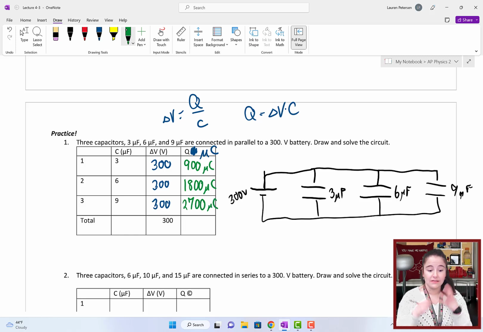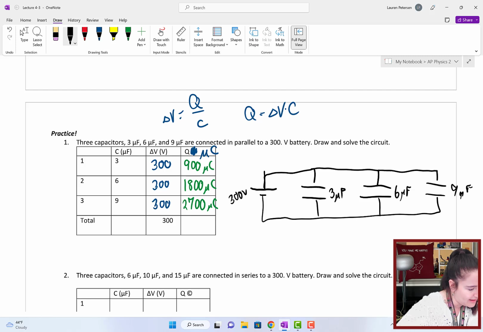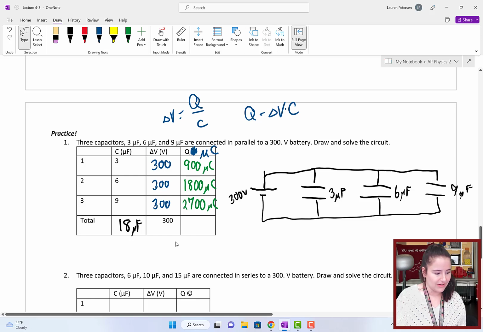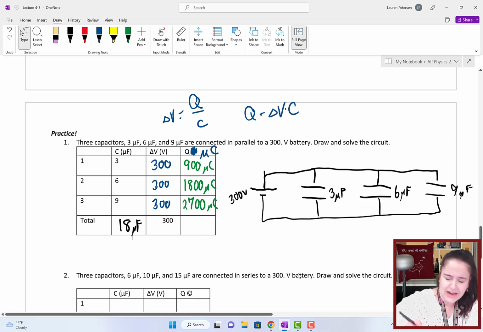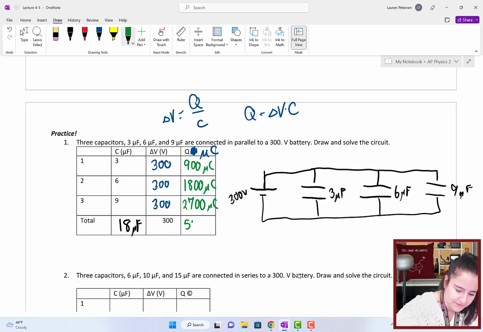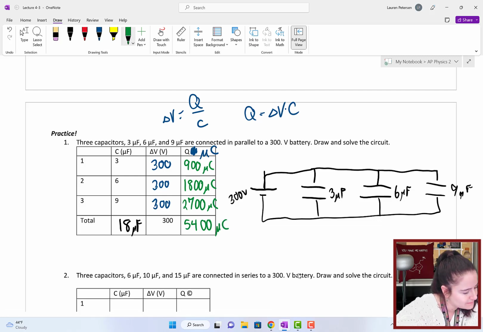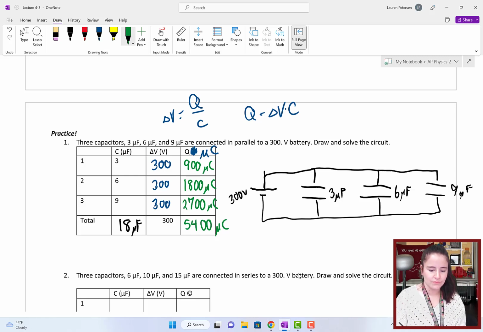Our total capacitance, we would just add them. So we have a total capacitance of 9 plus 9, 18 microfarads. Therefore, for the total charge stored, we would just add up all these charges, or you could think of it as 18 times 3, which I'm going to write in regular units. 18 times 3 is 54, and then we've got the zeros. So 5,400 microcoulombs. Okay, cool.